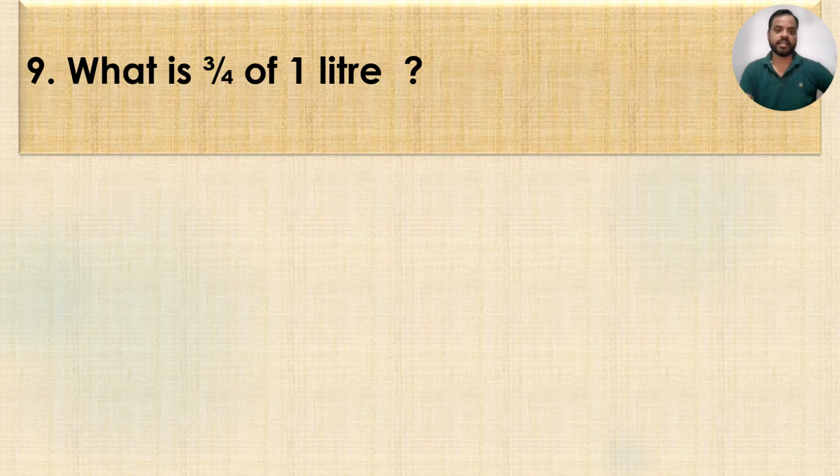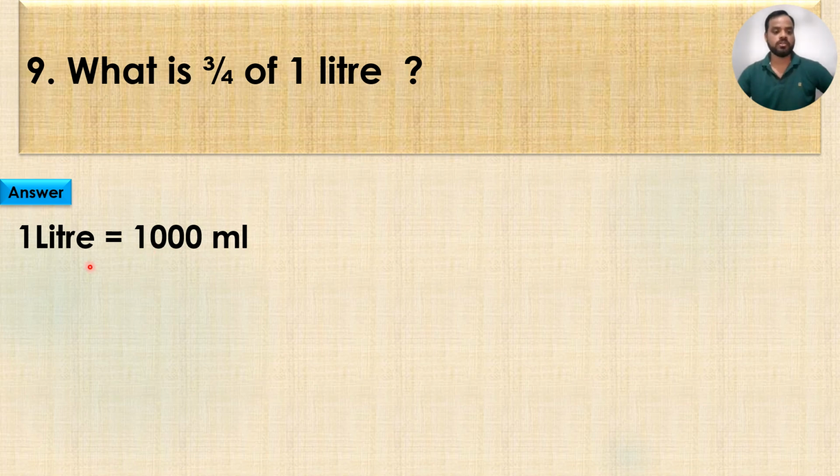Now the next question, we have to calculate what is 3 by 4 of 1 liter. So we know that 1 liter is equal to 1000 ml. You have to memorize it. 1 liter is equal to 1000 milliliter.